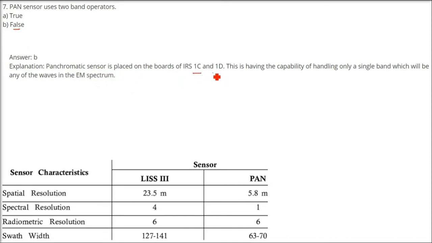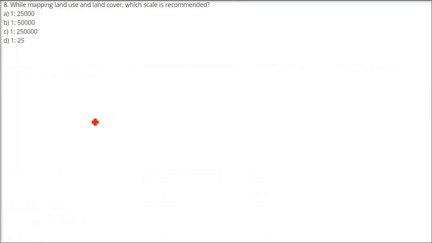So the panchromatic sensor is placed on board IRS-1C, 1D, which, as I said, are non-functional. This is having the capability of handling only 1 band, which will be any of the waves in this EM spectrum. You see here, the PAN is important and only 1 band. This is what we are talking about. If you talk about LISS-3, it has 4 bands.